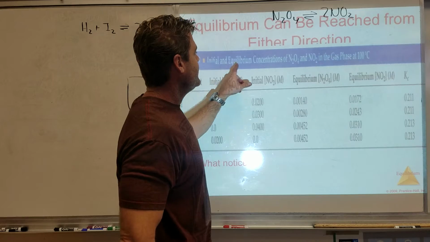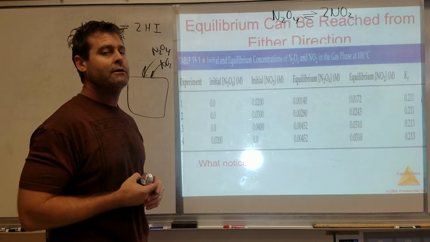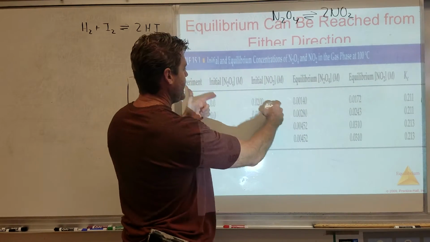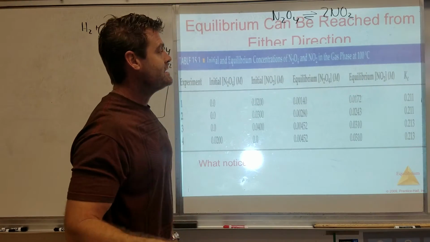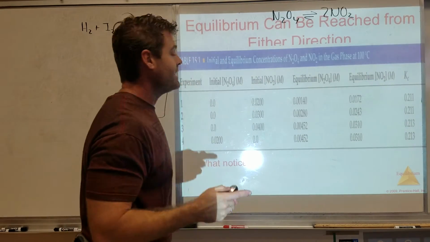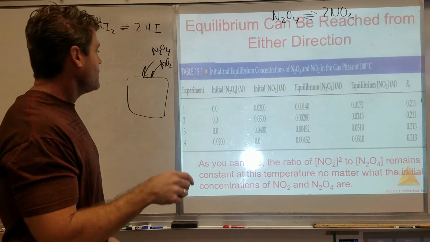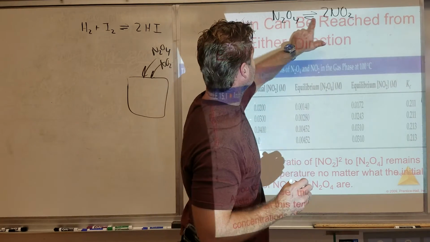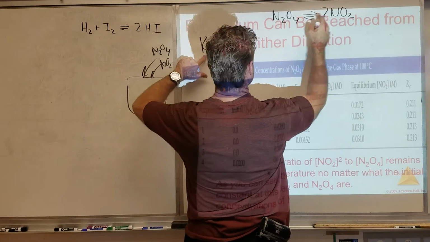And you notice it says at 100 degrees Celsius. What do you think that tells you? What do you think is the only thing the equilibrium constant is dependent upon? Notice the equilibrium constant is not dependent upon how much of each you use, because either way you're going to get the same constant. The only thing it's dependent upon is temperature. That can affect it. So as you can see, the ratio of NO2 squared, because if we do the equilibrium expression for this, you remember what you do? You take the concentration of the products.